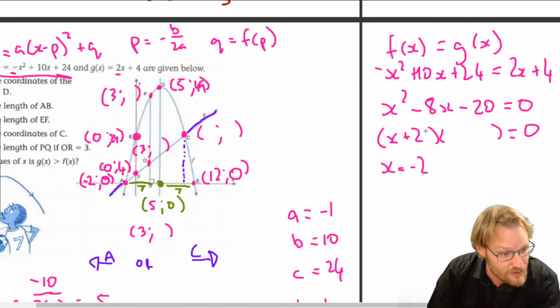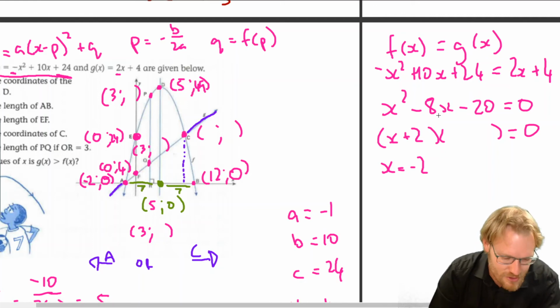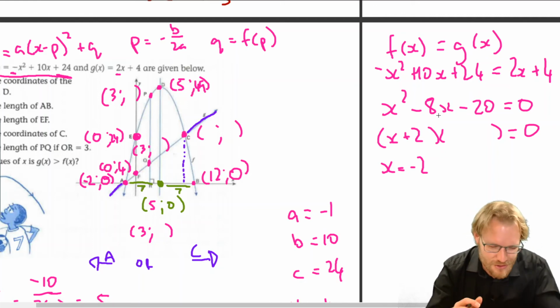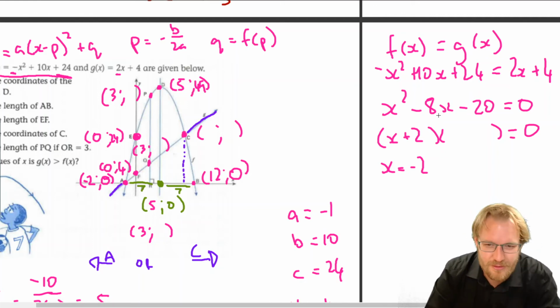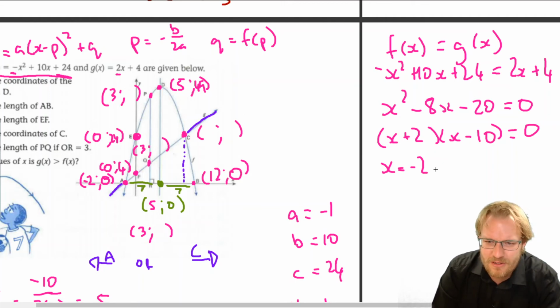I keep saying this: useful to remember, but of course just use the quadratic formula when you want to. You're getting so quick and comfy with it. I can see from your work you're just going, here we go, quadratic formula, and you're in. Plus 2 must mean that x minus 10 is plus 2 minus 10, minus 8, so it works. Or x equals 10.